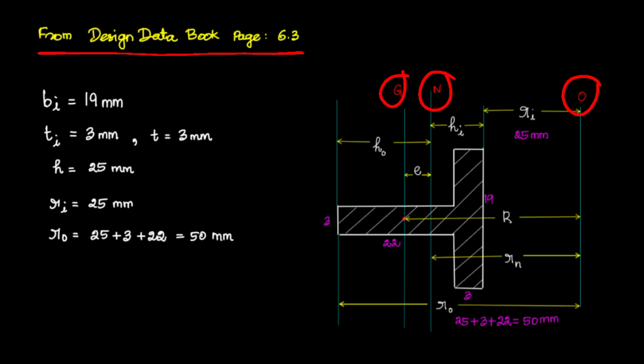For a curved beam, there will be deviation between the centroidal axis and the neutral axis. In a normal straight beam, the centroidal axis and the neutral axis will be coinciding. If it is a curved beam, the neutral axis will be deviated from the centroidal axis.